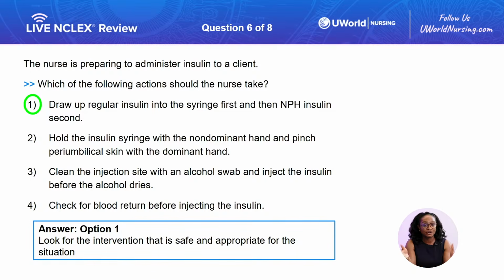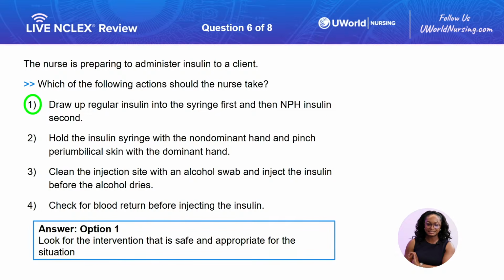That would be incorrect. You want to inject it after the alcohol dries. So that one word changes the whole thing. It makes it wrong. Option 4, check for blood return before injecting the insulin. This is just straight up not best practice. You never aspirate any blood. You just give the insulin directly.